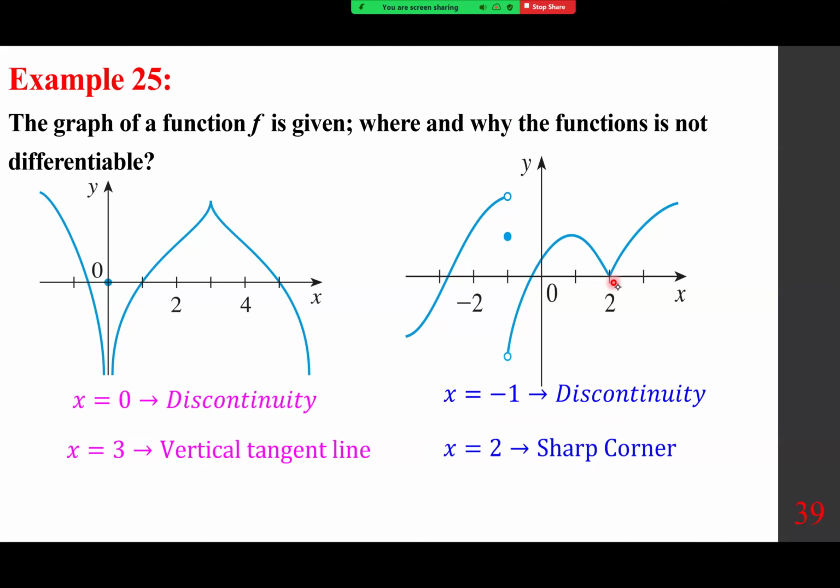So how do we distinguish between a sharp corner and a vertical tangent line? If you look at a sharp corner, class, it looks like a V shape, or maybe an upside down V shape, whereas this one seems to be going up. This is not a V shape. This is a V shape or upside down V shape. If you confuse the two, it's really not that big of a deal.